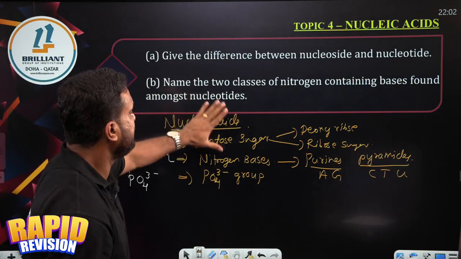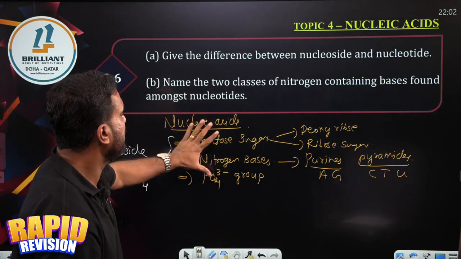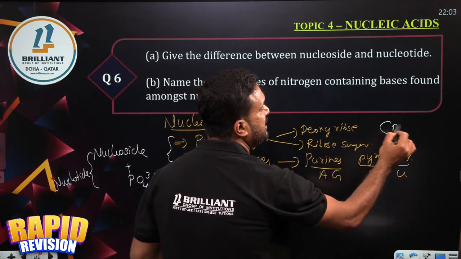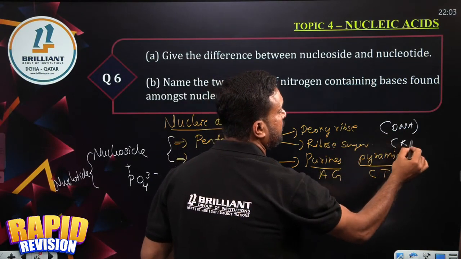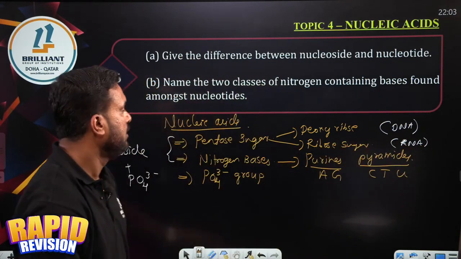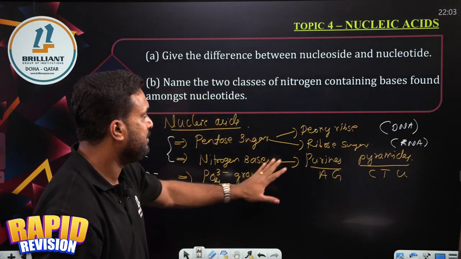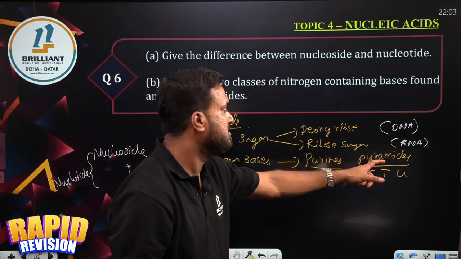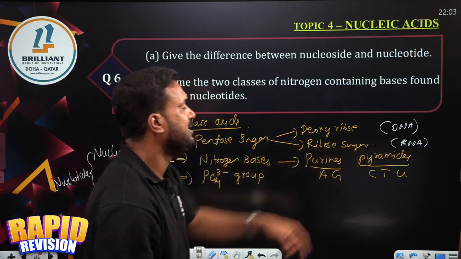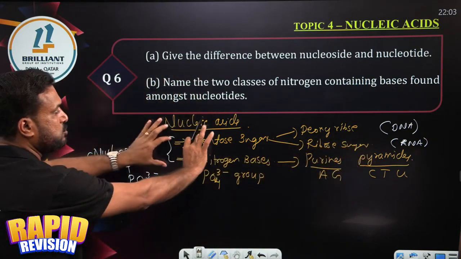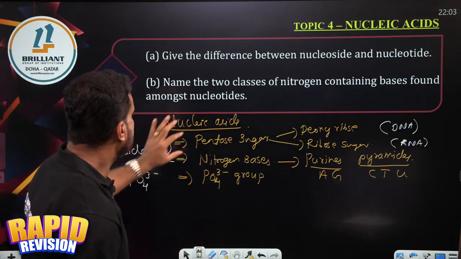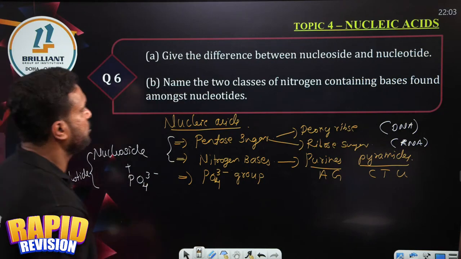So a nucleic acid means all these three units combined together. Pentose sugar has two types: deoxyribose, which forms DNA, and ribose sugar, which is for RNA. The difference between DNA and RNA they can ask, it's a part of chemistry. Nitrogen bases have two types, purines and pyrimidines: purines are adenine and guanine, and the bases differ in DNA and RNA, we can discuss that. Phosphate group: a pentose sugar combined with a nitrogen base is called a nucleoside, and a nucleoside plus a phosphate group is called a nucleotide.